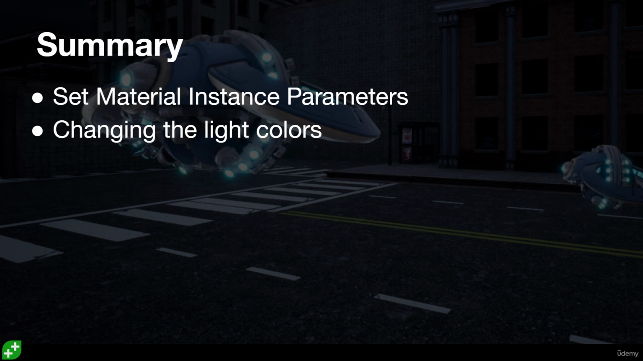Okay, so we are setting material instance parameters now. We're changing the light colors from blue to red because we created a dynamic material instance based on our drone's material. We did this in the construction script and then used our dynamic material variable to set the vector parameter team color to the color that we chose. Great job. I'll see you soon.